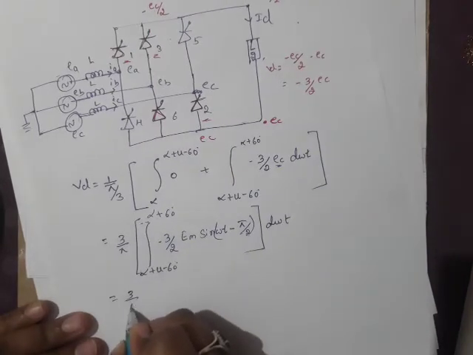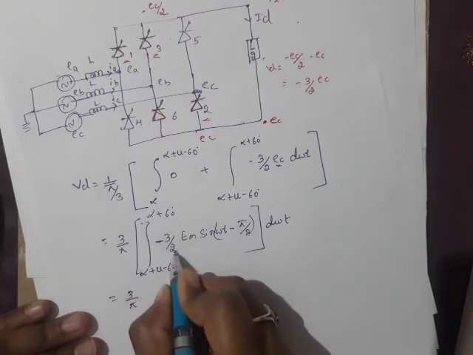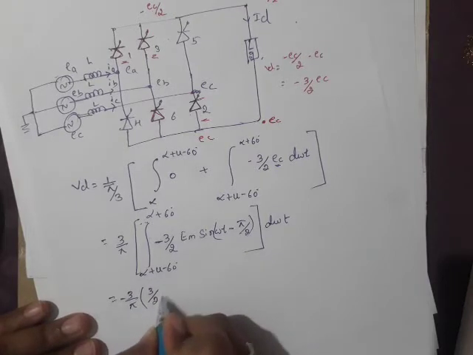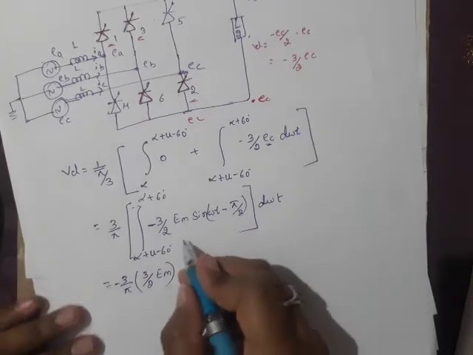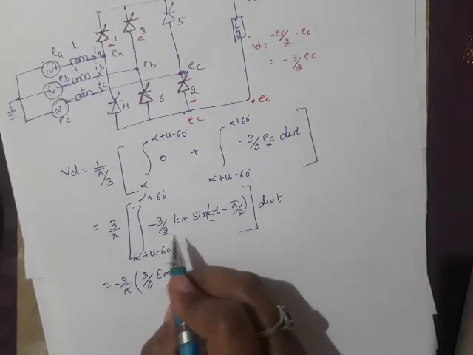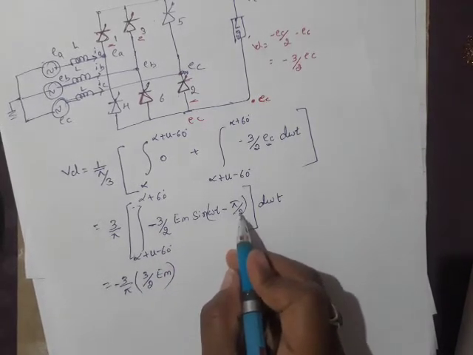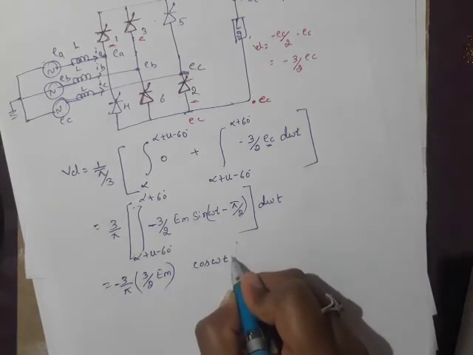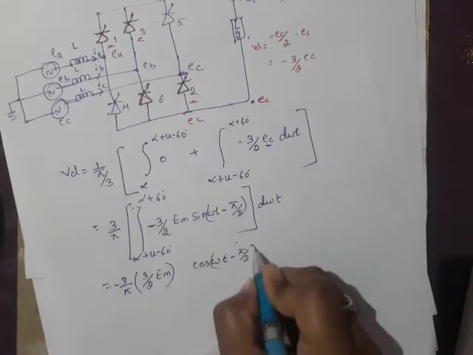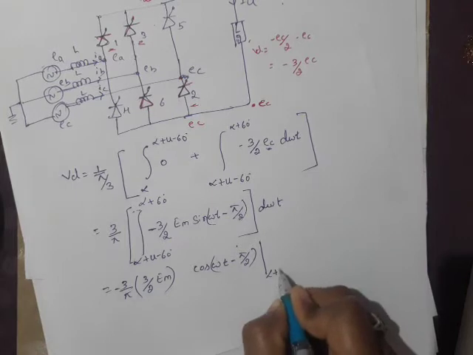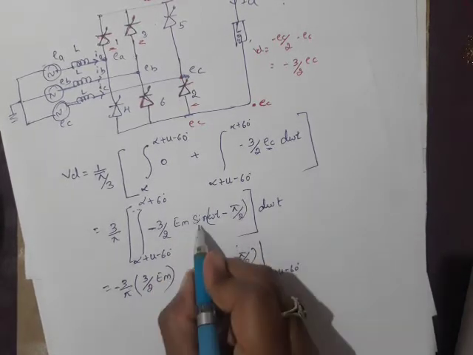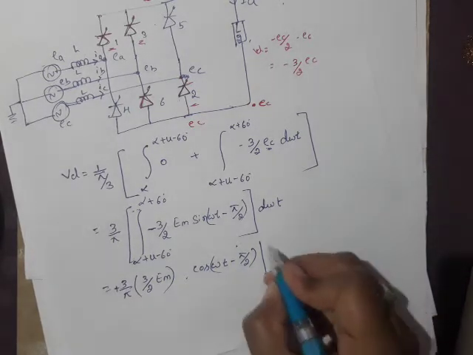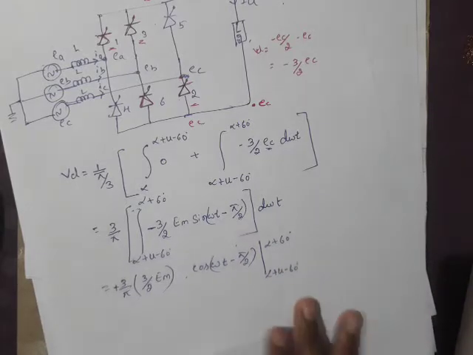So now 3 by pi, minus 3 by 2 Em, Em is constant, I will take it outside. Now I will apply the integration. Integration of sin omega t minus pi by 2 is minus cos omega t minus pi by 2. Integration limits: alpha plus u minus 60 degree is the lower limit, alpha plus 60 degree is the upper limit. So this minus into minus will become plus.